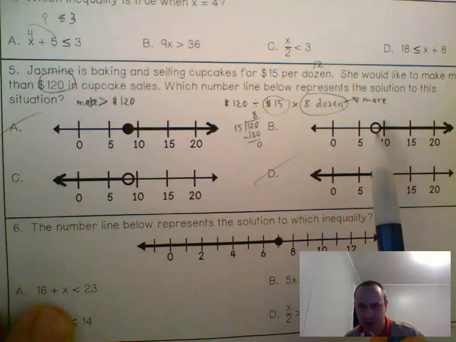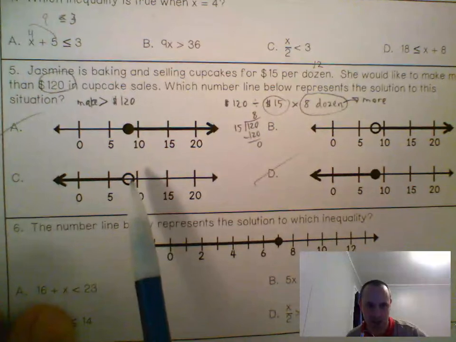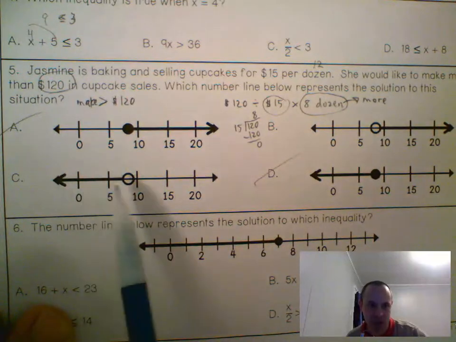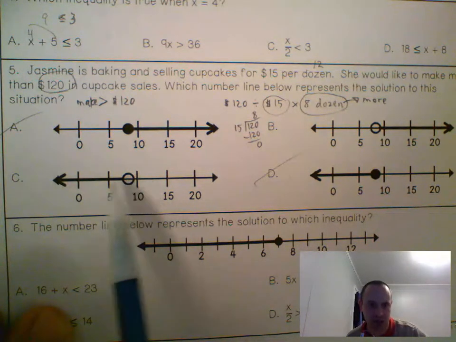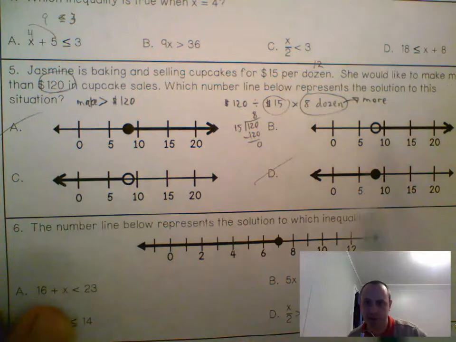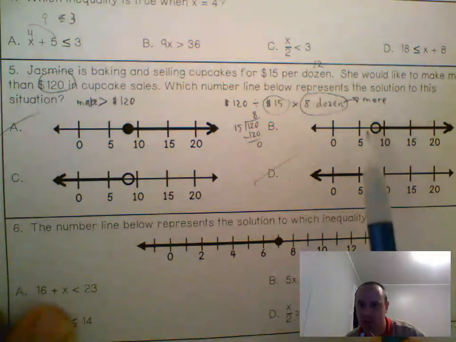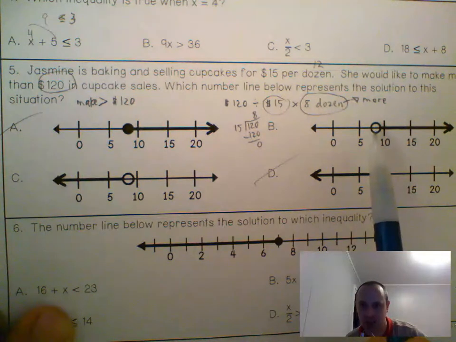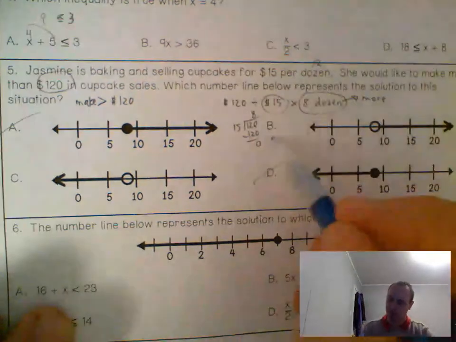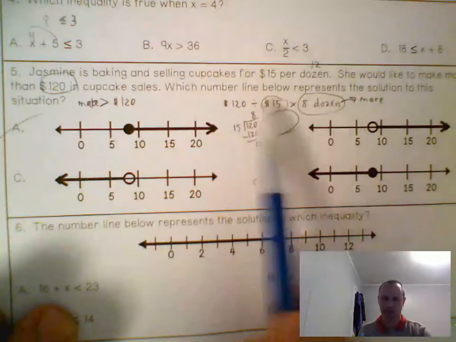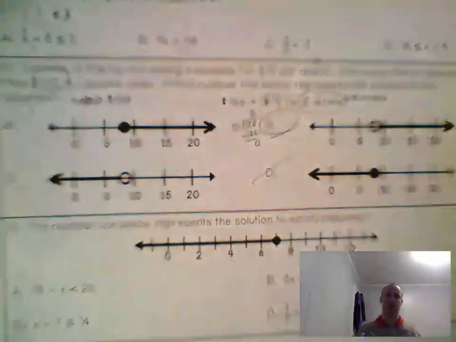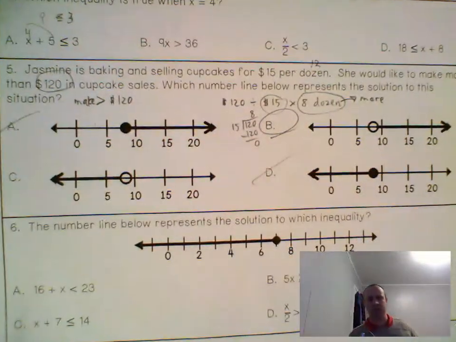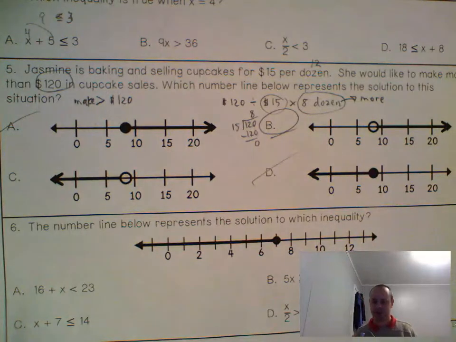So this one is going less than 8. That would be showing if she sold less than 8 dozen. This one here would be showing if she sold more than the number 8, which in this case means dozen. So we'd have to go with B. And you'd have to show some of this work up here to show me you're making some sense of that. Okay, so you see my thought process right off the bat.